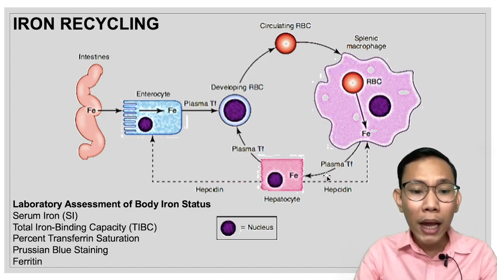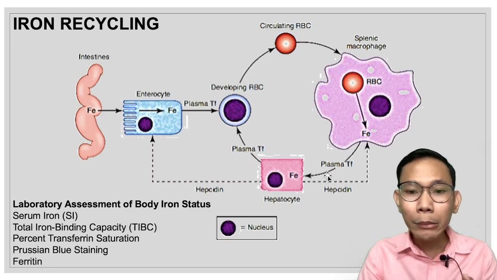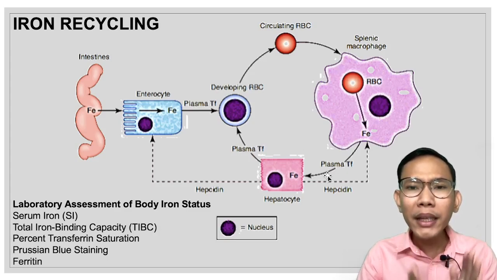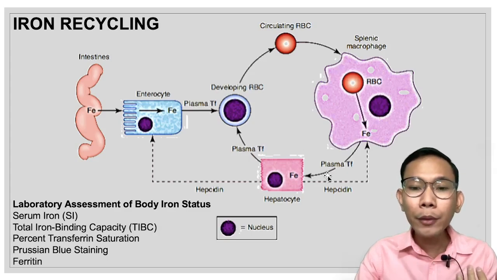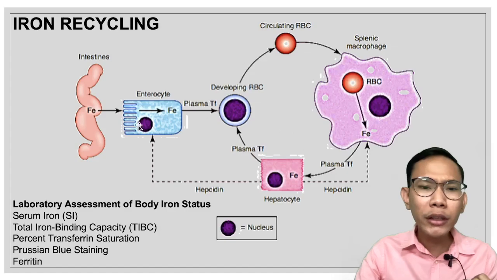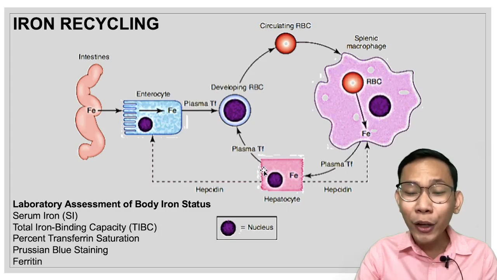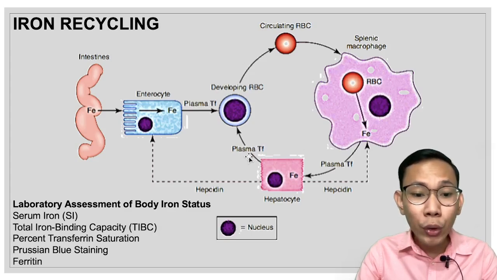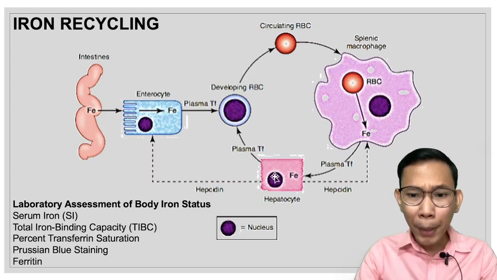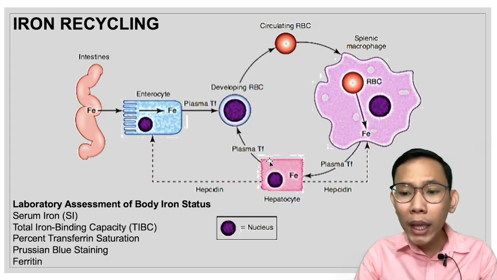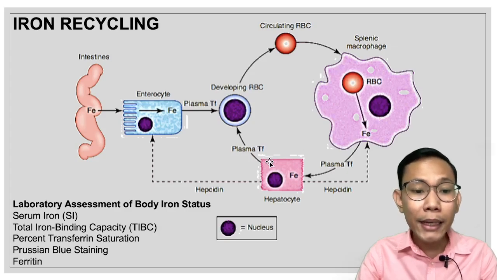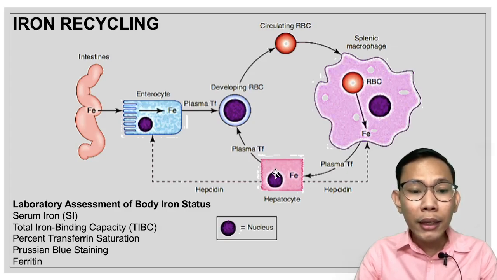Your hepcidin will actually cause, when there is too much iron, I mean, we don't need iron. Remember, your body is capable of recycling iron. But when there's already too much iron, we have excess stored iron, what will happen? Your hepcidin will be produced by your hepatocyte. Hepcidin will inactivate the absorption and recycling of iron by acting on your enterocytes, macrophages, and your hepatocyte.